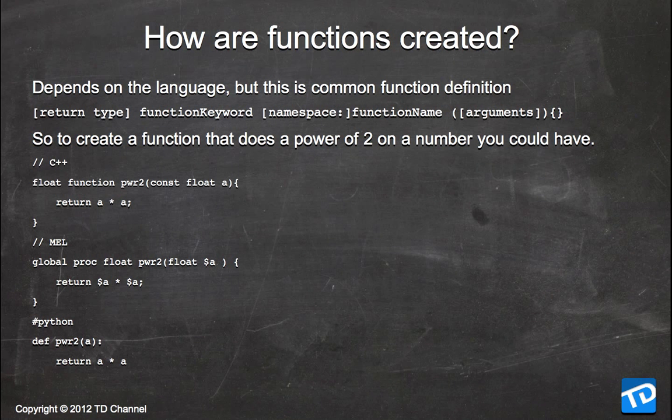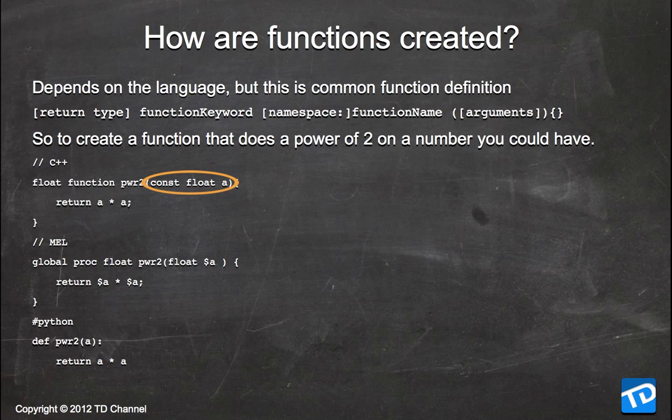Let's say you want to create a function that does a power of 2 on any number that you give it. Let's see how you would create this in different languages. For example, in C++, what you would do is type float, because the function is going to return a float value. Then you type the keyword function to let the language know that you're trying to write a function. Then you give it the function name, which in this case we're going to call power 2. And then you give it the arguments for this function.